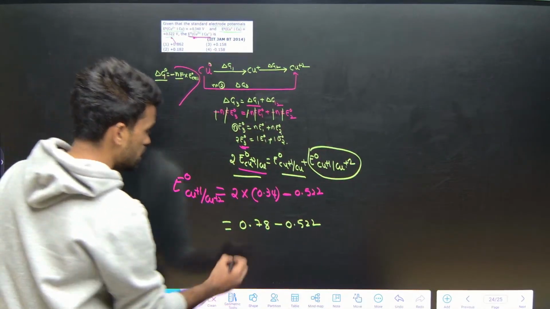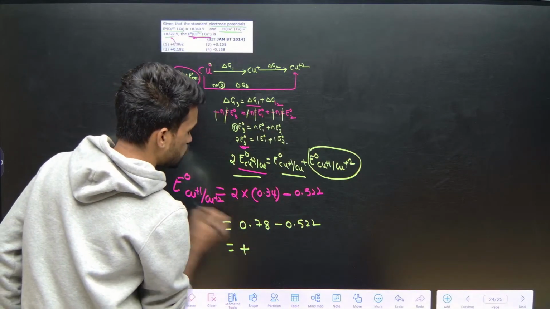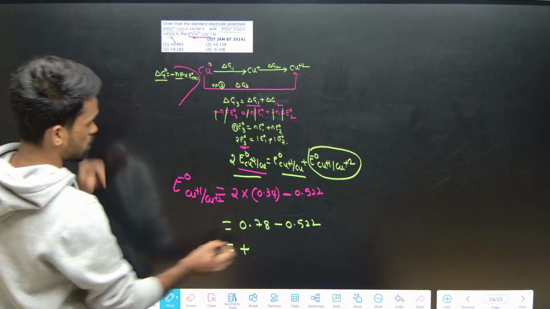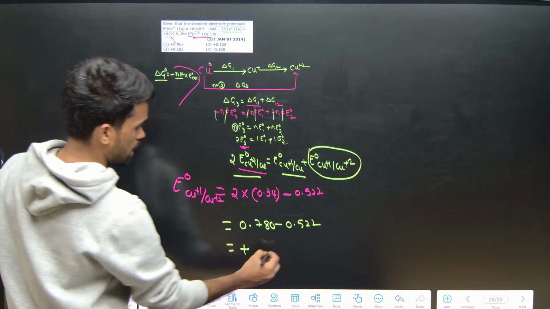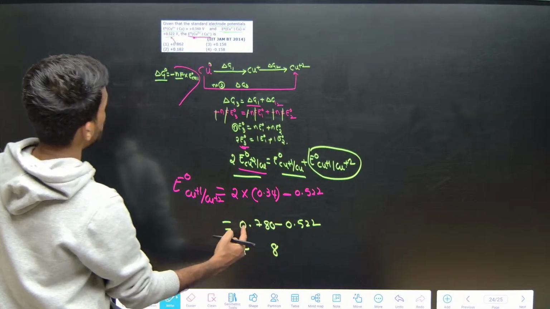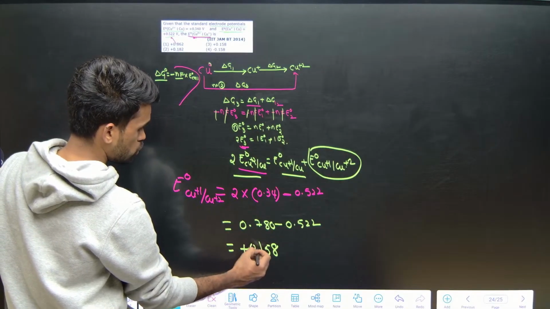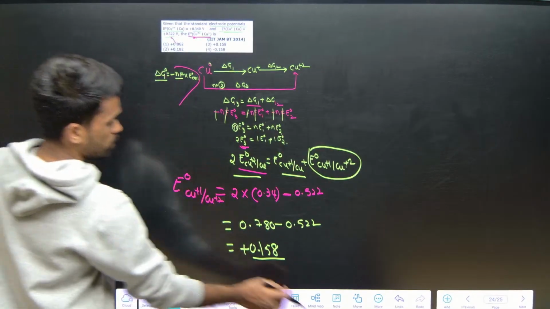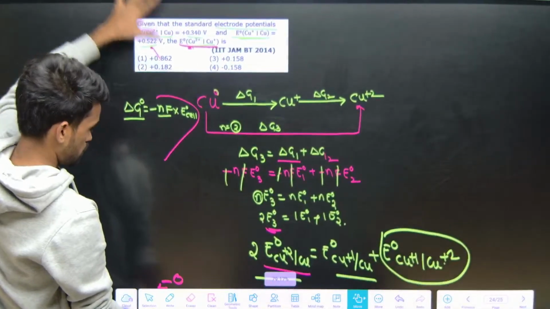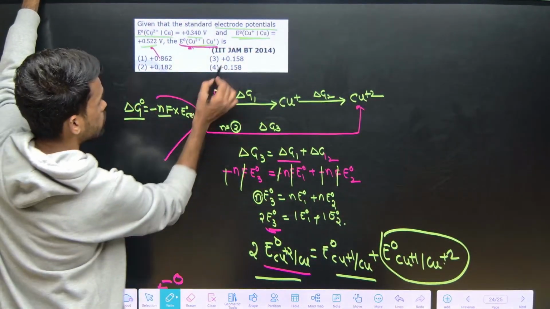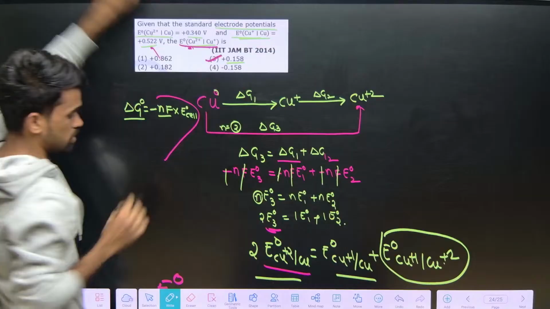Now how much will you get? You will get a positive value, and that positive value will be how much here? By looking at the values here, 8, 7, it will be 5, and the next 1, so 0.158. So where do we have? See, option 3 will be plus 0.158, so this will be your answer for the question.